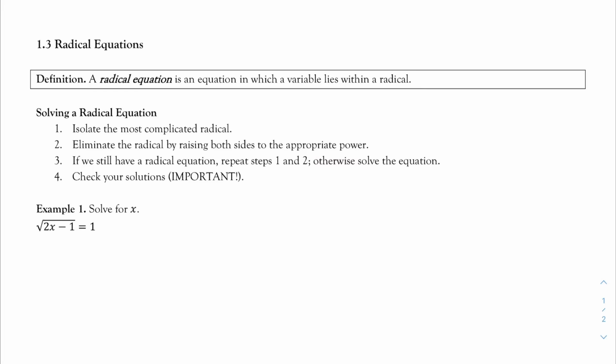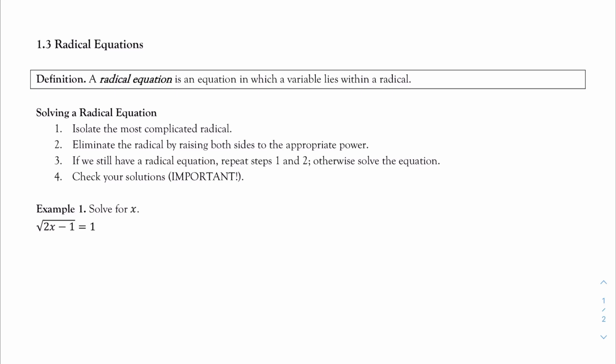Let's talk about 1.3, radical equations. So far we've done equations before, but we've only worked with linear equations. Today we define what is a radical equation, and then we're going to talk about how we solve these radical equations. So, you've probably worked with radicals before actually.